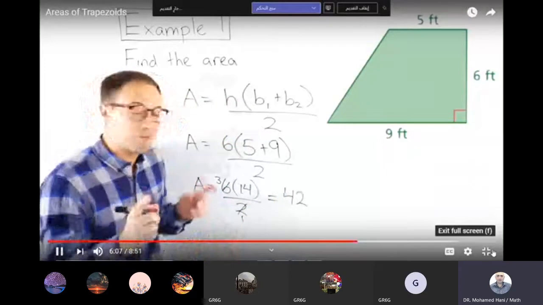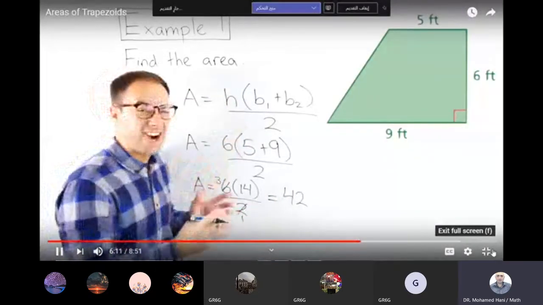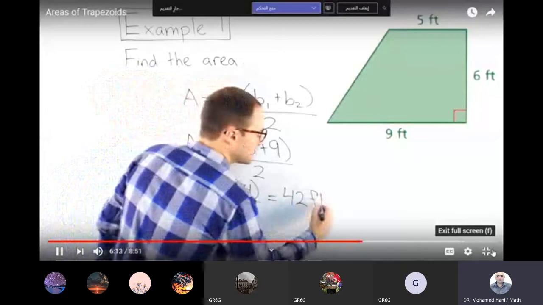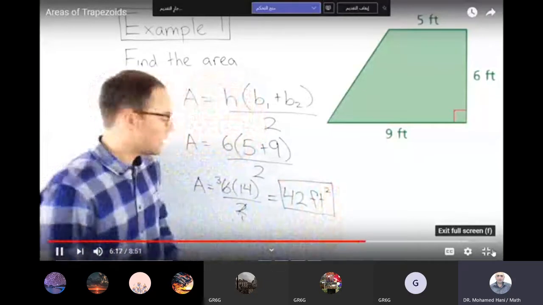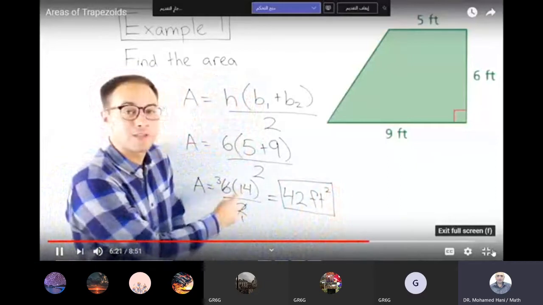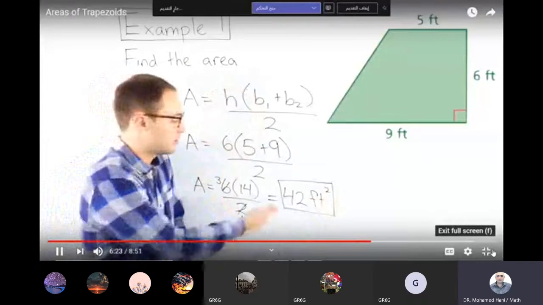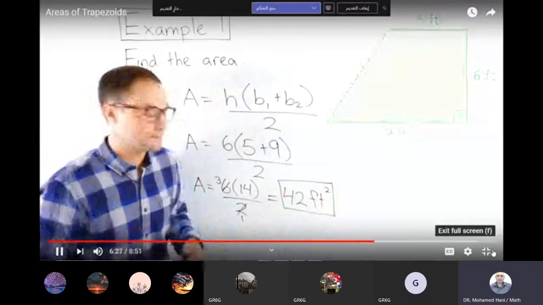And now never forget your units. These were in feet and it's area. So my units are feet squared, 42 feet squared. Okay. If you didn't want to simplify here, you could have done 6 times 14 and then divided by 2, and you would have gotten 42 as well. Okay, let's try another example.